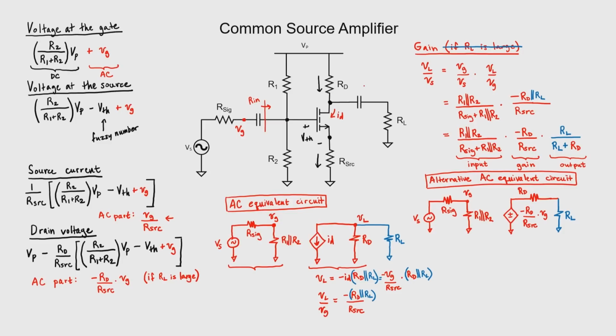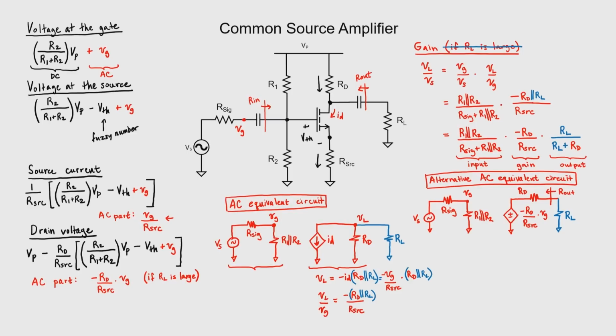I tend to like this alternative AC equivalent circuit just a little bit better because I think it's easier to remember and it's easier to apply when you have multi-stage amplifiers. We can look back at our original circuit and very easily identify the output impedance. This corresponds to the output impedance of this circuit as well.